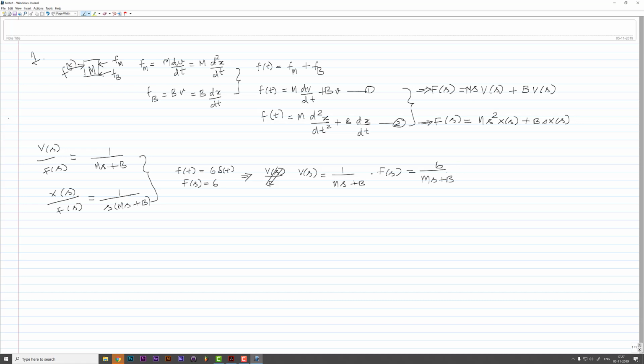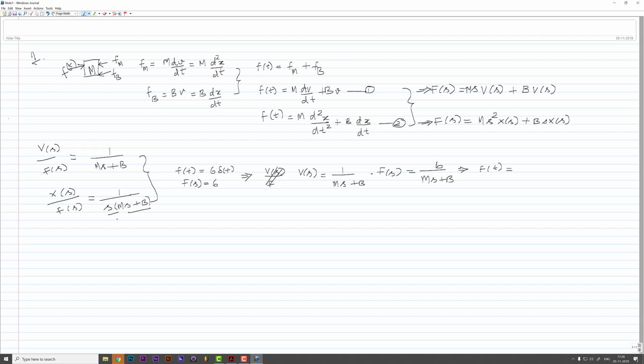I can write that 6 here. So now you can find f of t by taking the inverse Laplace transform of this, and in the same way you can find x of t also by taking the inverse Laplace transform of this into 6. Please remember that since x of s by f of s has two factors, that is s and ms plus b, you have to do a partial fraction of this, and then take the inverse Laplace transformation.